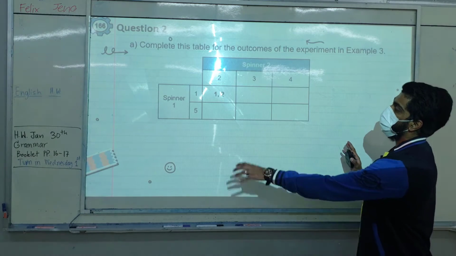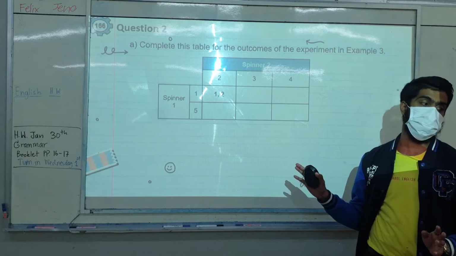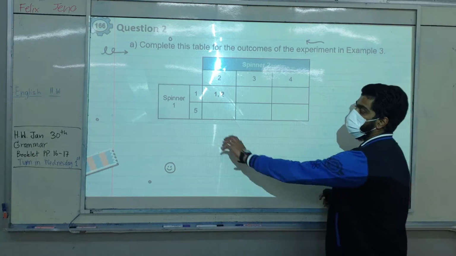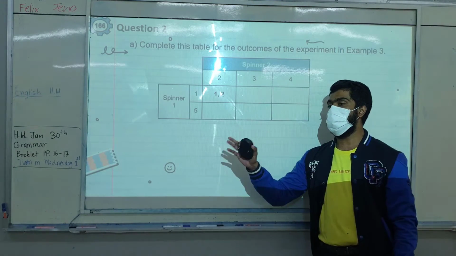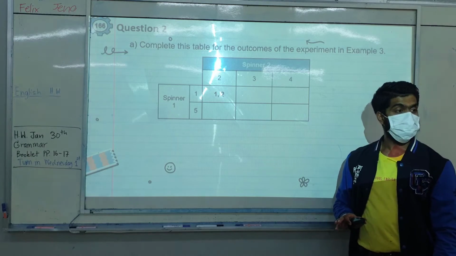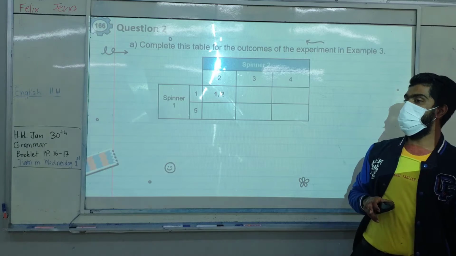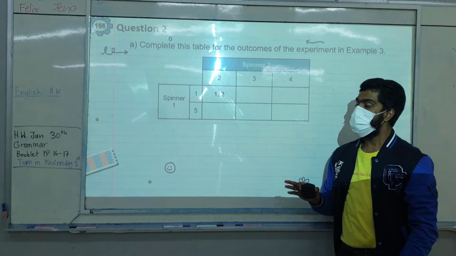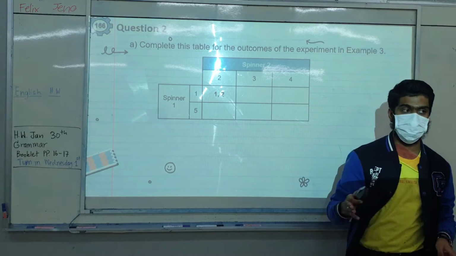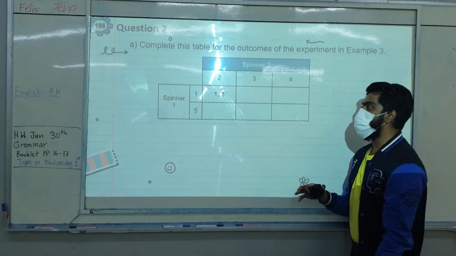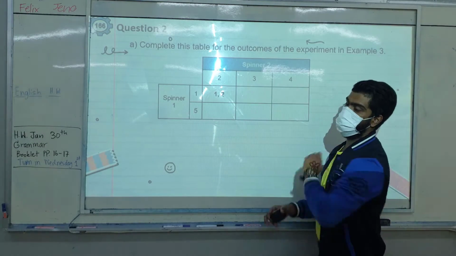So let's say we have a table right here and we have to fill the outcomes, okay? Here, please pay attention now. So this is spinner number 1, alright, and this is spinner number 2. Spinner number 1 has how many outcomes? 1, 2. 2 outcomes. Spinner number 2, how many outcomes? 3, alright? Now we are going to find the total amount of possible outcomes that we can get when we spin spinner number 1 and when we spin spinner number 2, alright?